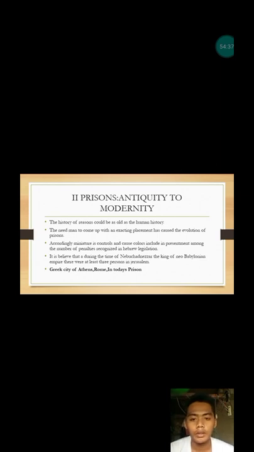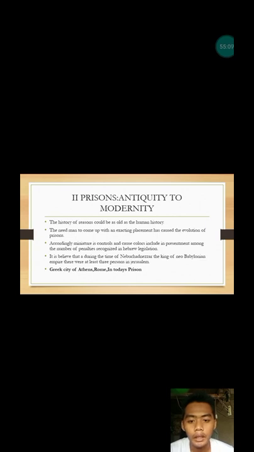Second, prisons from antiquity to modernity. The history of prisons could be as old as human history. The need of man to come up with an exacting punishment has caused the evolution of prisons. Accordingly, scholars include imprisonment among the number of penalties recognized in Hebrew legislation.